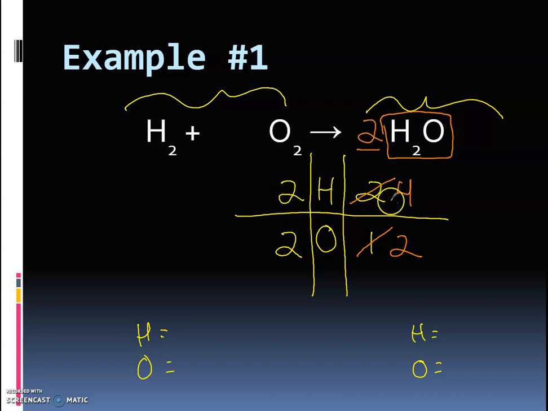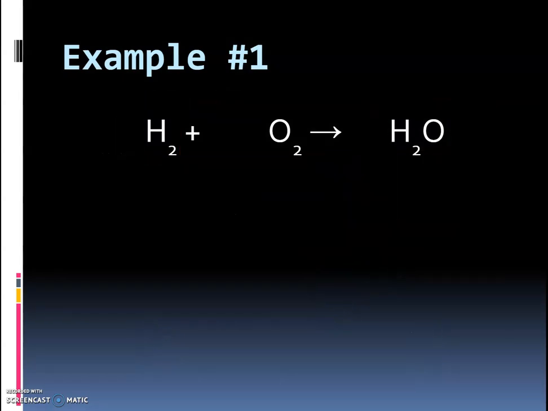So how do I balance my H's now? I come back up here, I put a 2 in front of the H2, and that changes this to 4. So I have 2H2 plus O2 yields 2H2O. So double check. Okay, I have 4 hydrogens on each side. I have 2 oxygens on each side. That checks out. And I have your first balanced equation.